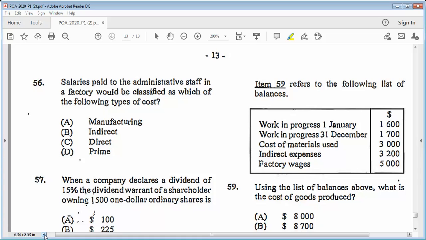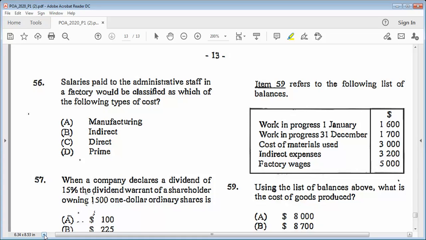Now, what about, for example, wages of cleaners or salaries, rent and rates of the facilities, and so on. What about direct costs now? No, direct costs. It is possible to trace the cost of making an item to the item being manufactured. So it is possible to trace the cost.